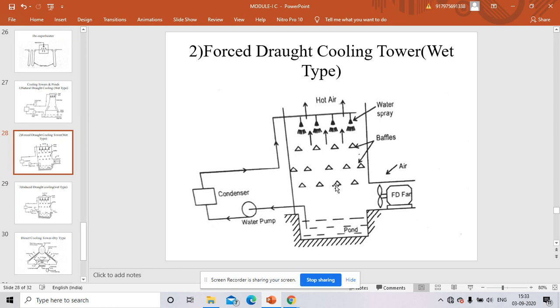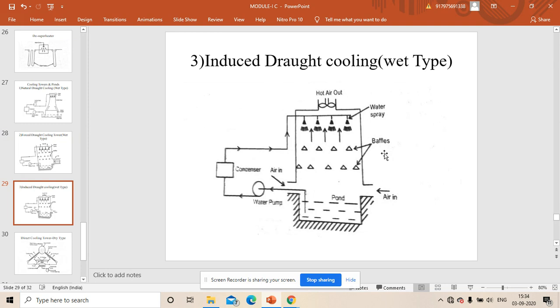And as the air is moving upwards, it will absorb the heat from the baffles also, along with the water droplets. And here also there is direct contact with each other. I mean, both will mix and then heat exchange takes place. So that's why it's called wet type. And once the hot water droplets give all the heat to the air and baffles, it comes back down to the pond at normal temperature. So then the same cycle repeats.